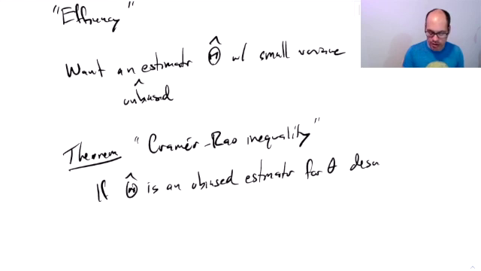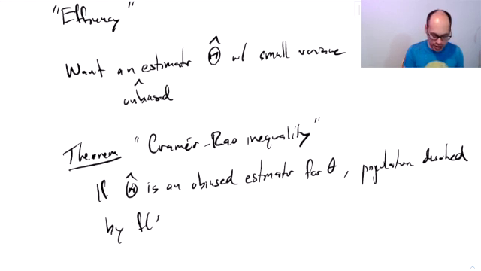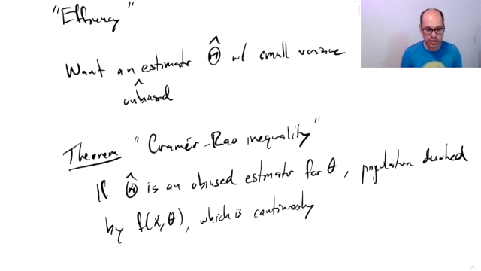and let's say our variables, or population, really, I guess I should say, population described by some f of x, theta. So this is a probability density function depending on x and our parameter theta, which is continuously differentiable. So you have to be able to take derivatives with respect to theta, and those have to be continuous.